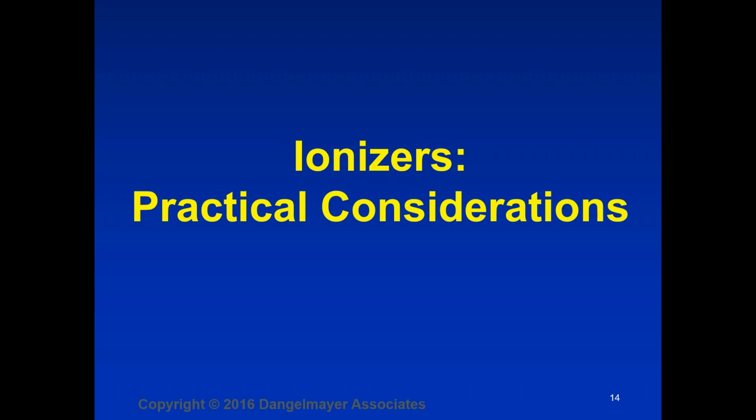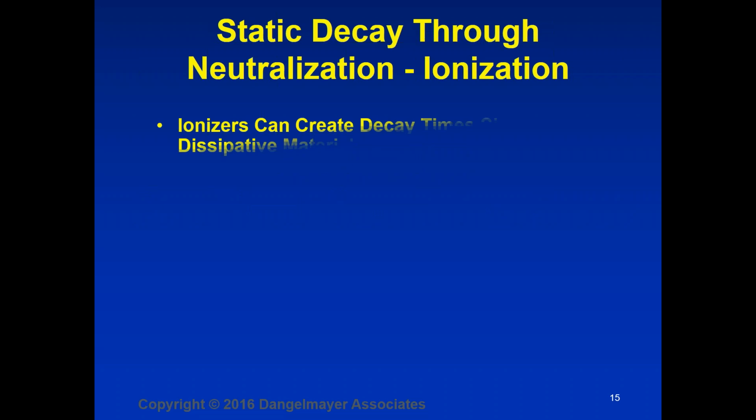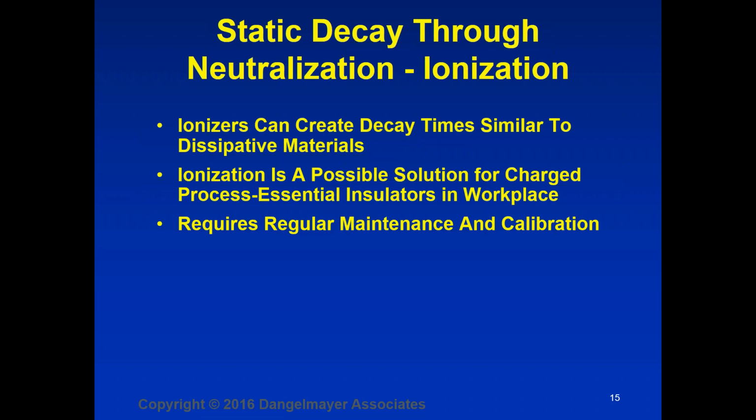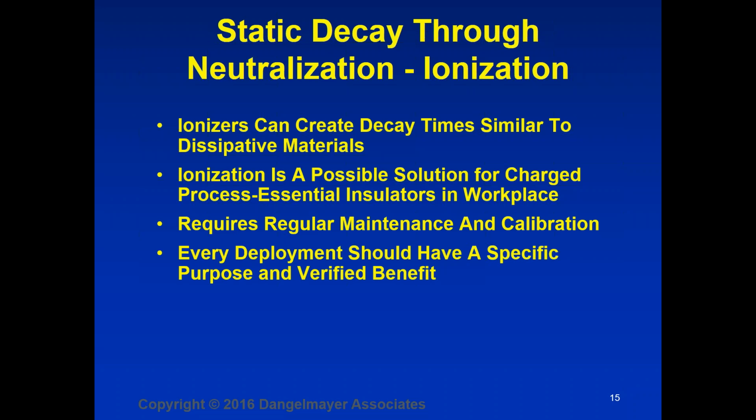So let's talk about some of the practical considerations for using ionizers. Next slide. What do you need to know when you're going to really use the ionizer? First of all, ionizers can create decay time similar to dissipative materials, and they're a possible solution for what standards refer to as process essential insulators in the workplace. What are these process essential insulators? They're the insulators you may use to do work on your product, but really the most important process essential insulator is usually the product itself. It's not something that you can do without. It's the oxide-coated wafers in a semiconductor front end.